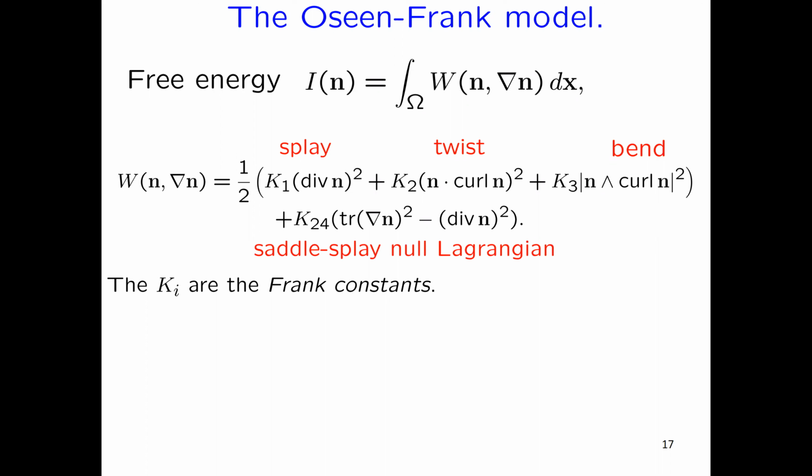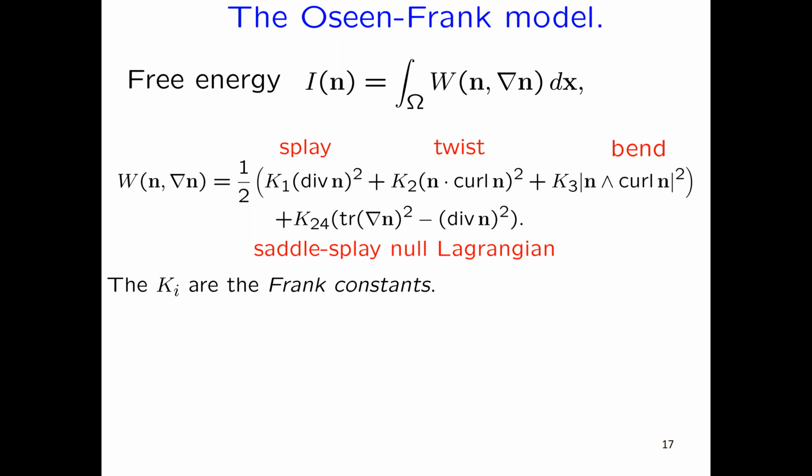It's usually called the saddle splay term. And it's a null Lagrangian. So if you calculated the Euler-Lagrange equations for this expression, which I encourage you to do, you can ignore the fact that n is a unit vector. You don't have to worry about that. You'll find that you just get 0 equals 0. So in other words, every n satisfies the Euler-Lagrange equations for this functional.